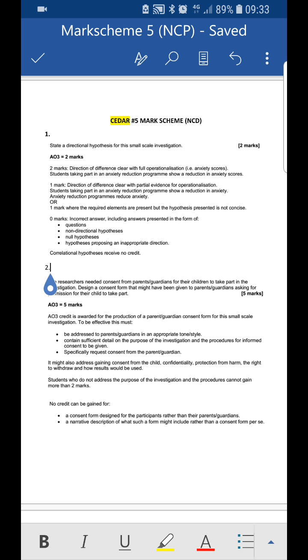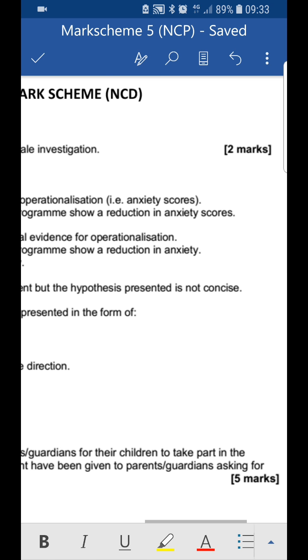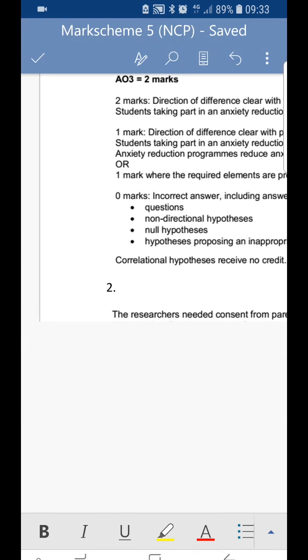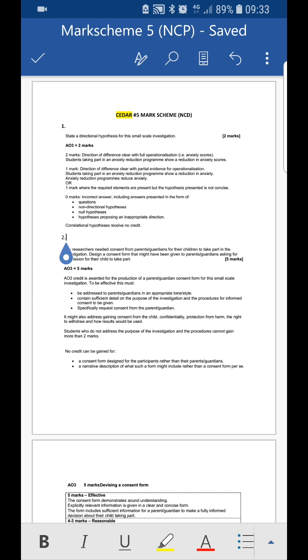So you can see there 2 marks where the hypothesis was fully operationalized and the direction of difference was really clear. So it says here 1 mark for a direction of difference which is clear with partial evidence for operationalisation, but you'd not necessarily referred to the anxiety scores being reduced. You'd maybe said that they were going to experience a reduction in anxiety, but if you see the difference between the top one and the bottom one, the people who got 1 mark really didn't say that it was going to be an anxiety score which was reduced.